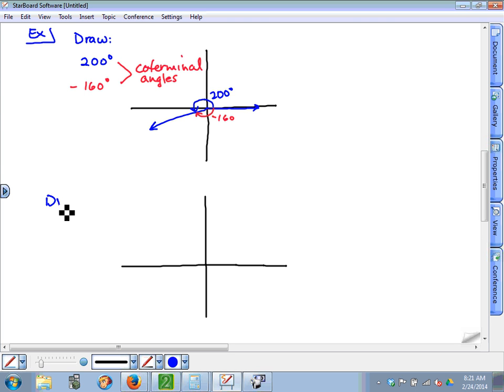Draw a 400 degree angle. So where's that going to be? What quadrant are you saying there, Trent? First quadrant? How do we know that?